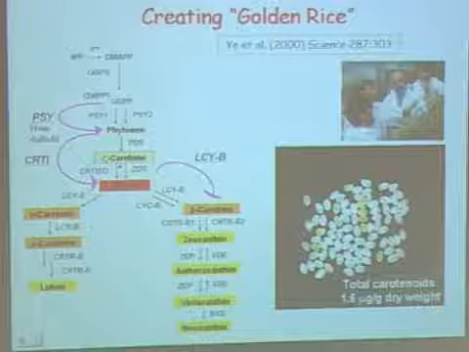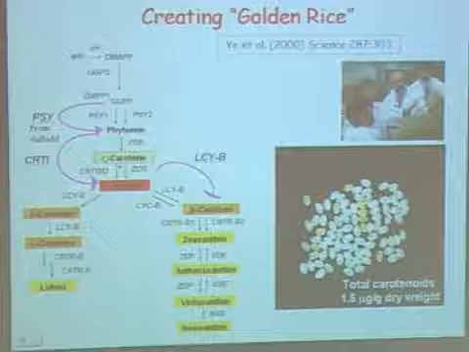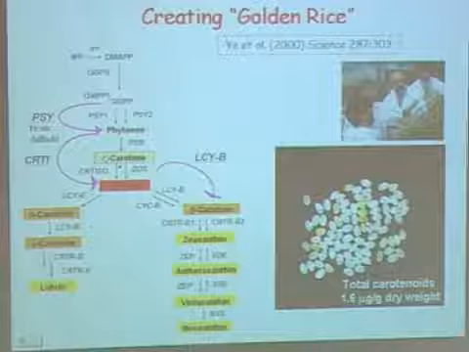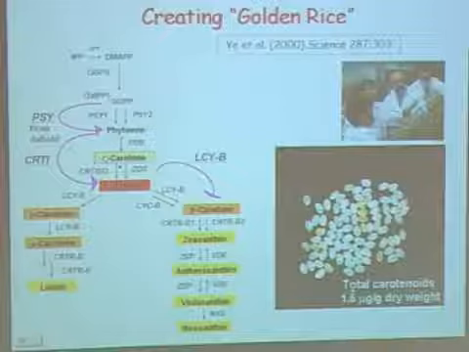Ingo was, at that time, one of the few people in the world who could put genes into rice. And they put 3 genes, including our cyclase. The outcome was this golden rice, so-called, rice that contained 1.6 microgram per gram dry weight beta-carotene.